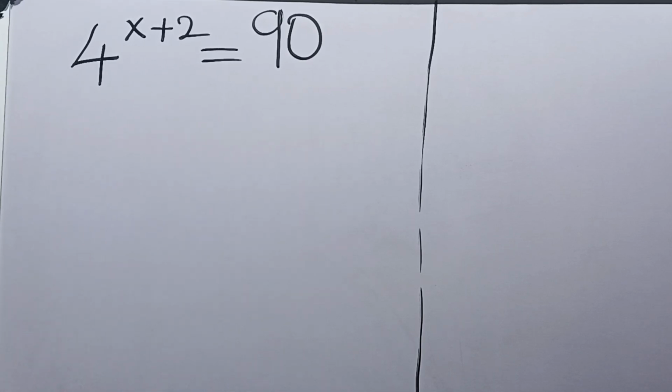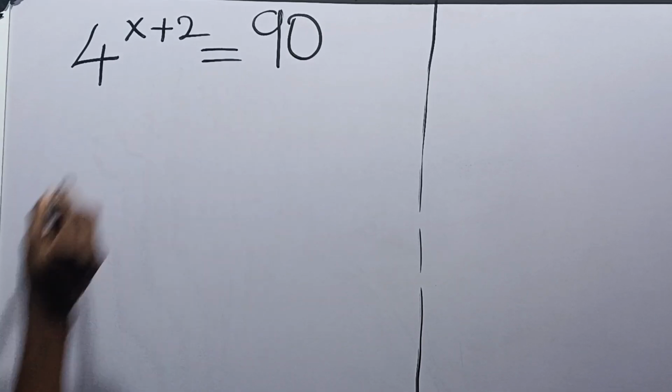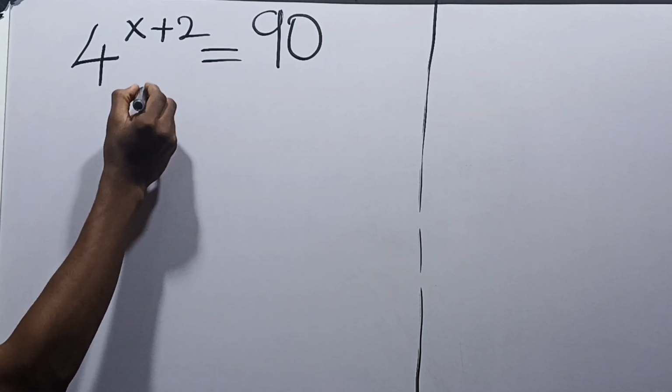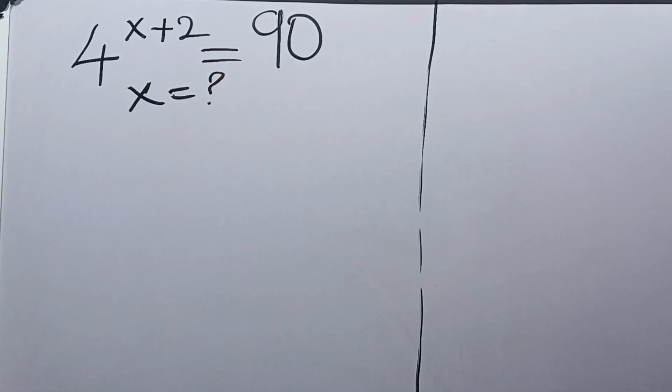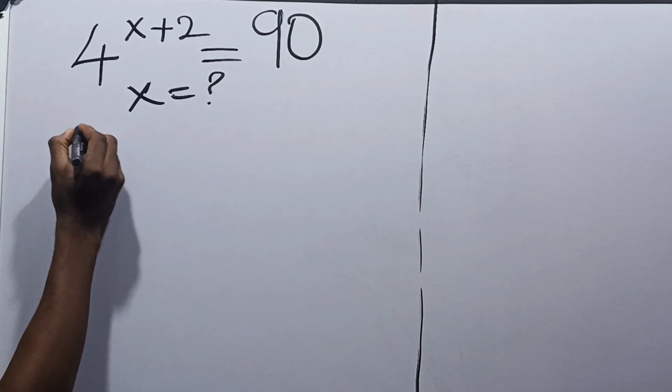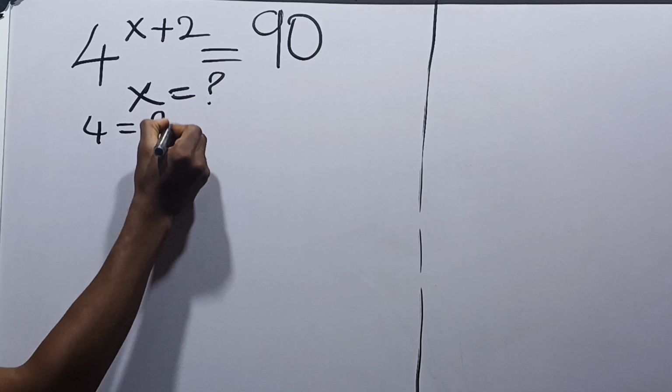Let's solve this question together. It says 4 raised to power x plus 2 is equal to 90. We're going to solve for the value or values of x in this question. First things first, we can say that 4 is equal to 2 squared.